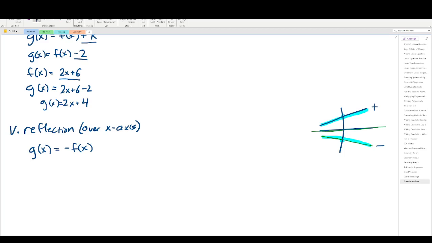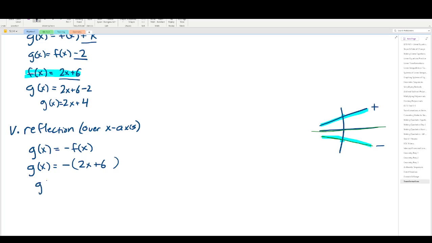So let's use this example we had up here again, where f of x, and we're going to keep using this example, so let me highlight it. So f of x is 2x plus 6. If we wanted to apply this transformation, we would do g of x equals, and then put negative whatever f of x was. So I'm going to put this in parentheses because there's two terms, and I'm going to put 2x plus 6. We got that from this highlighted part up here. 2x plus 6 is f of x, so I can plug that in right there.